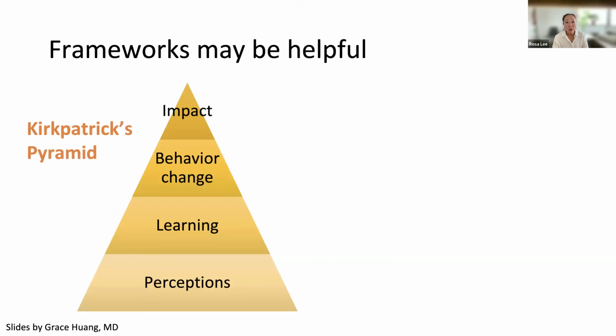Kirkpatrick's pyramid, are you familiar with that? That's another really common framework in medical education, which thinks about, again, what are you targeting in terms of your assessment? What is the intention of your educational activity? What's the intention of your curriculum? And then how are you going to demonstrate that through a specific type of assessment? So again, the ones at the bottom tend to be much easier to demonstrate, and the ones at the top tend to be more difficult.